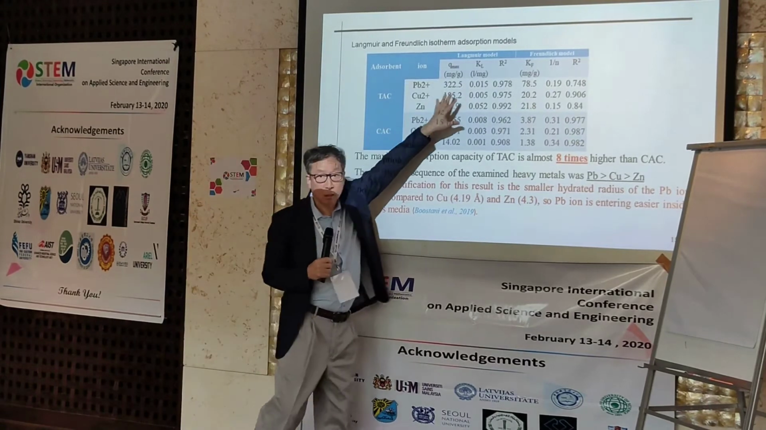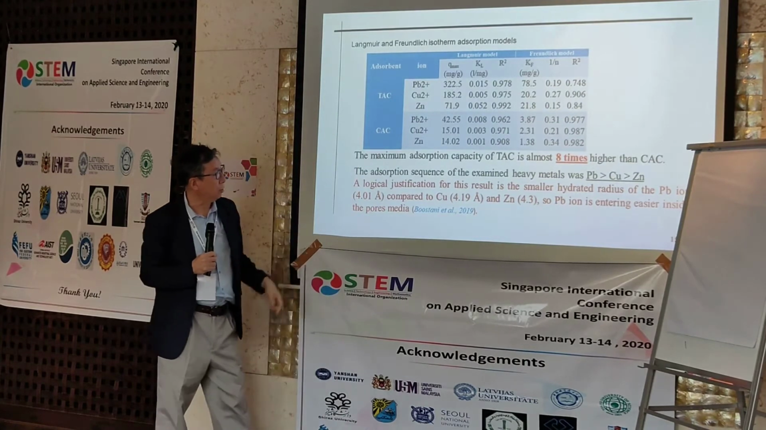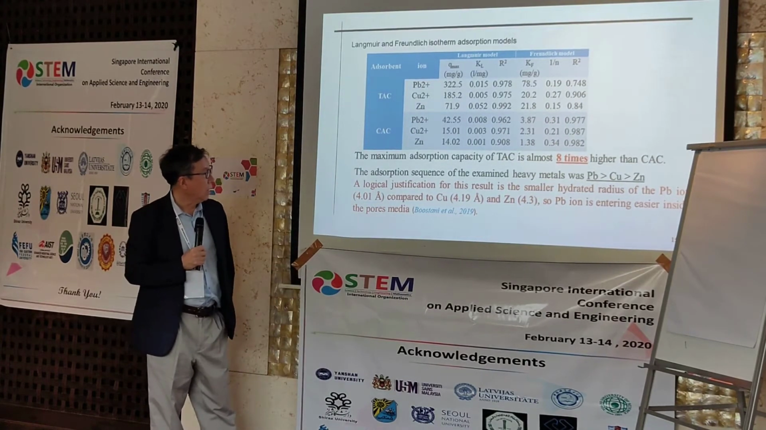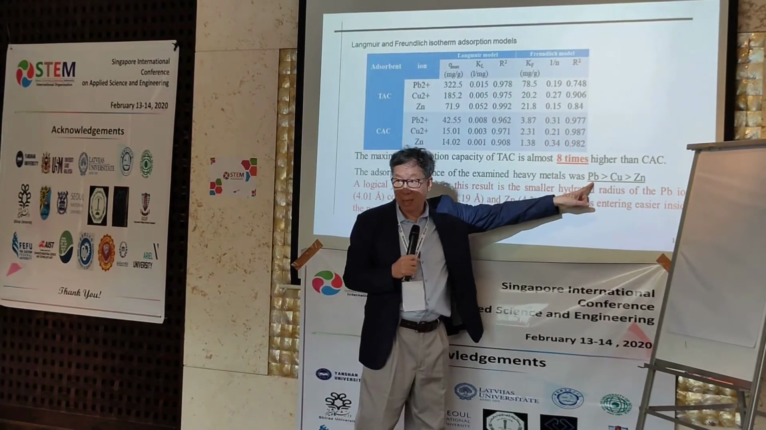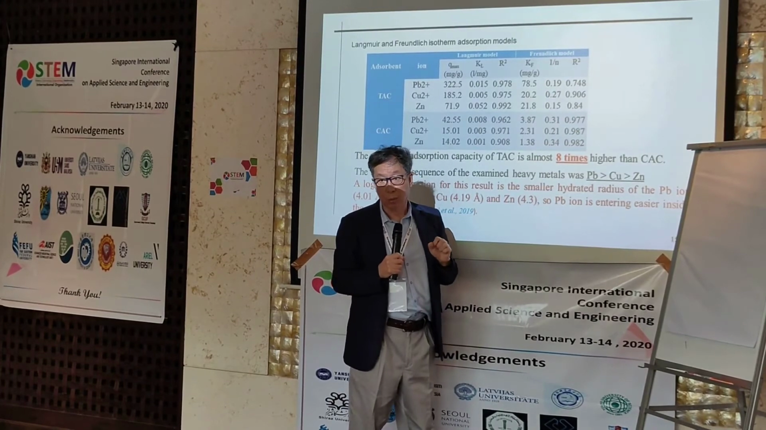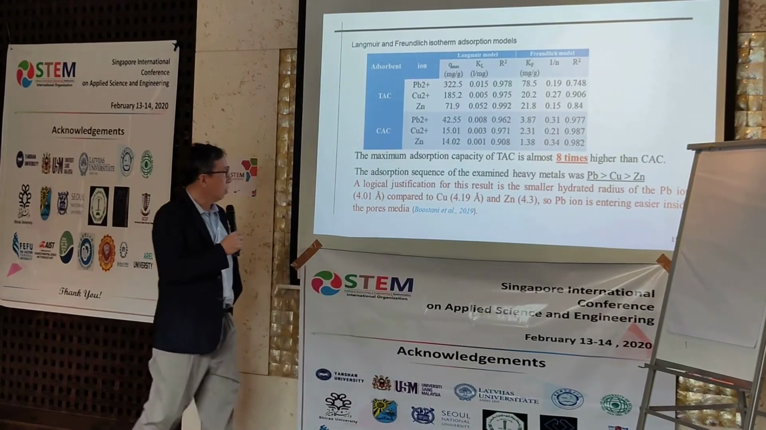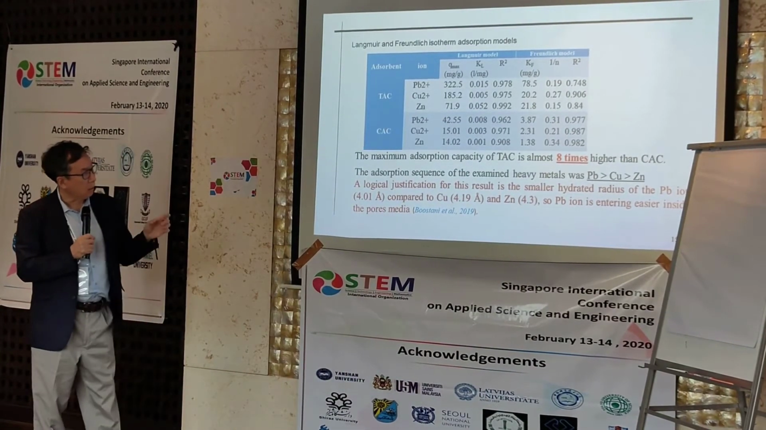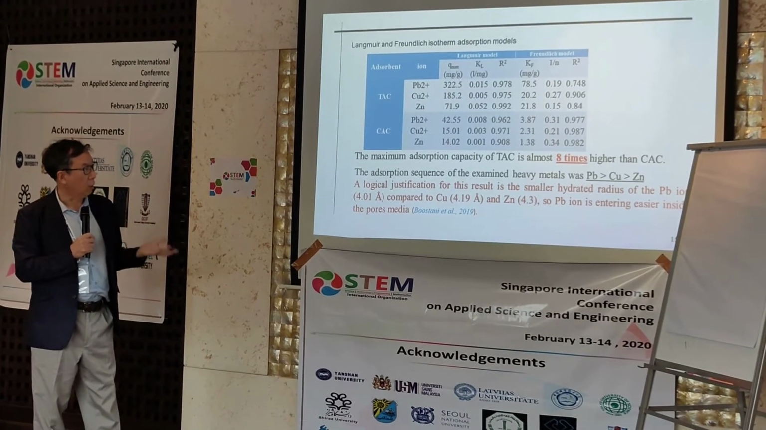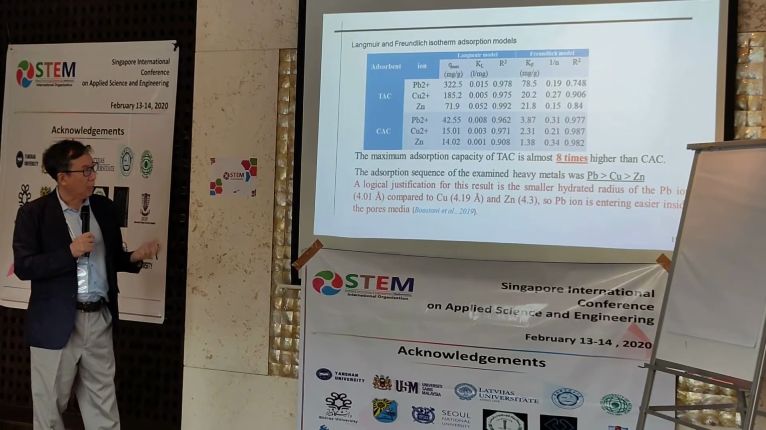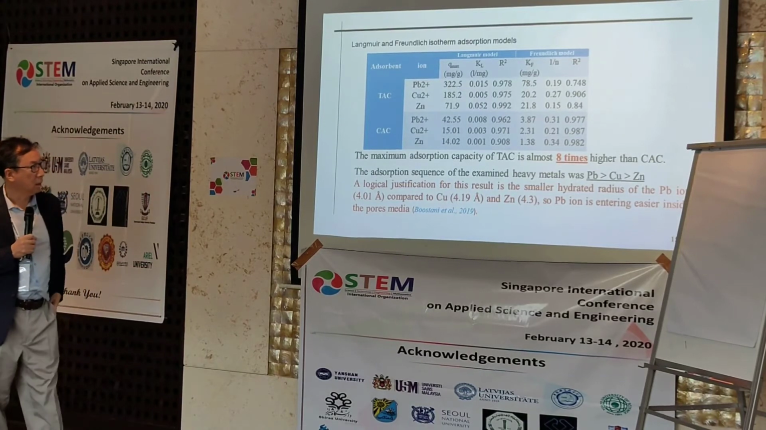And actually, these numbers are from the graph that I showed you on the previous pages, 8 times higher than CAC. And the absorption sequence of the examined heavy metals was that lead was sorbed most onto the TAC, then copper, and lastly zinc. The logical justification for this result is the smaller hydrated radius of lead ion compared to copper and zinc. So lead ion enters more easily inside the porous medium.